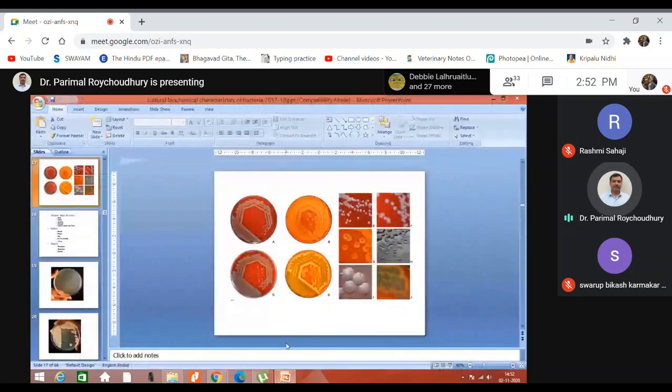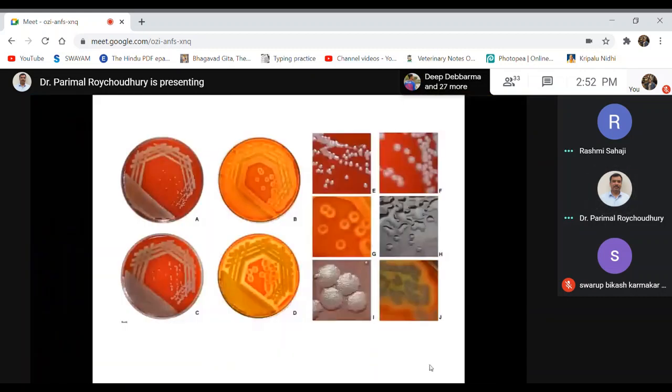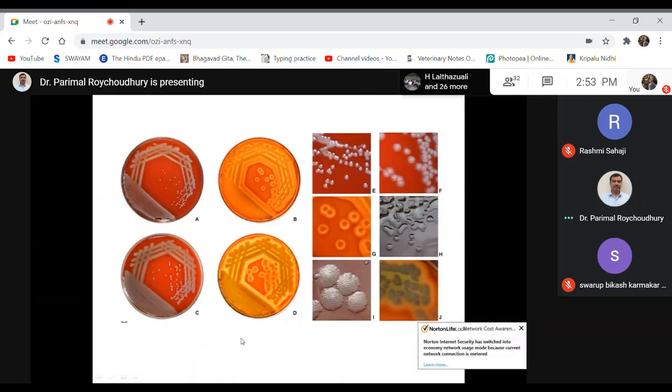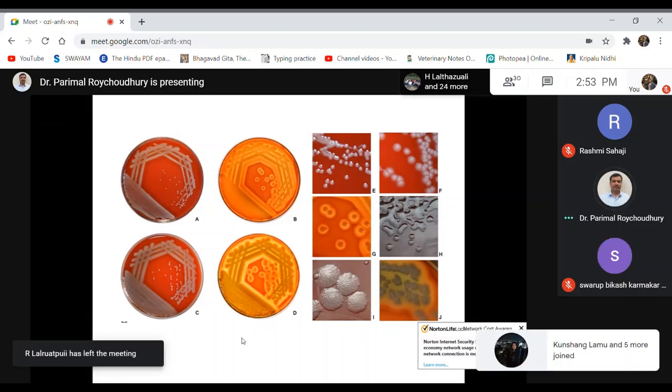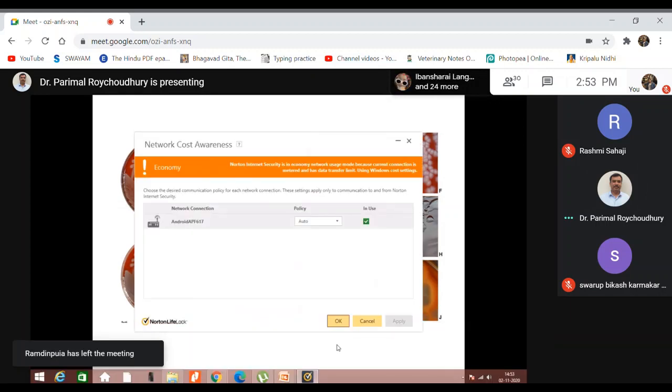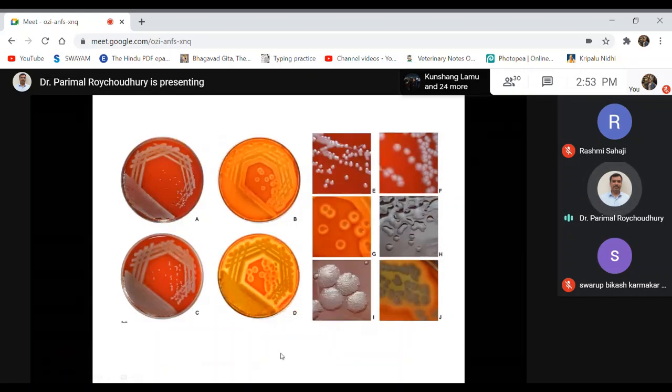Can you see the slide now? Yes, sir. Okay, because of power interruptions, the internet got delayed. Again, I have connected. You can see the slide properly, I guess. Can you see the slide, and can you hear me?